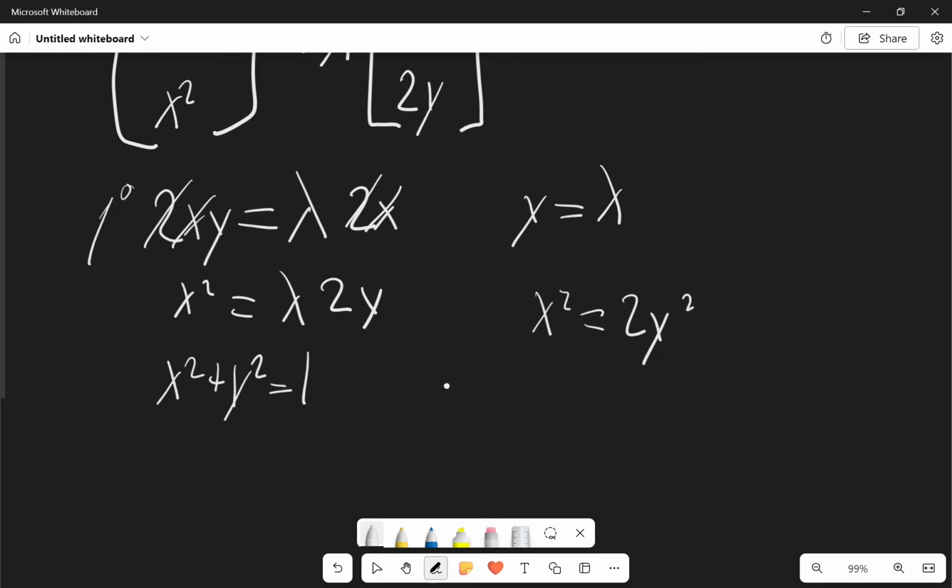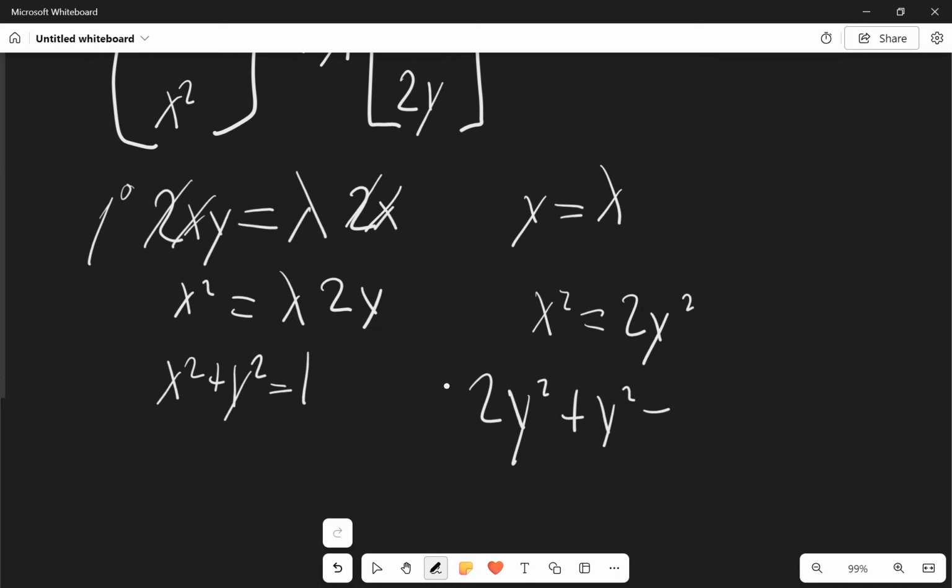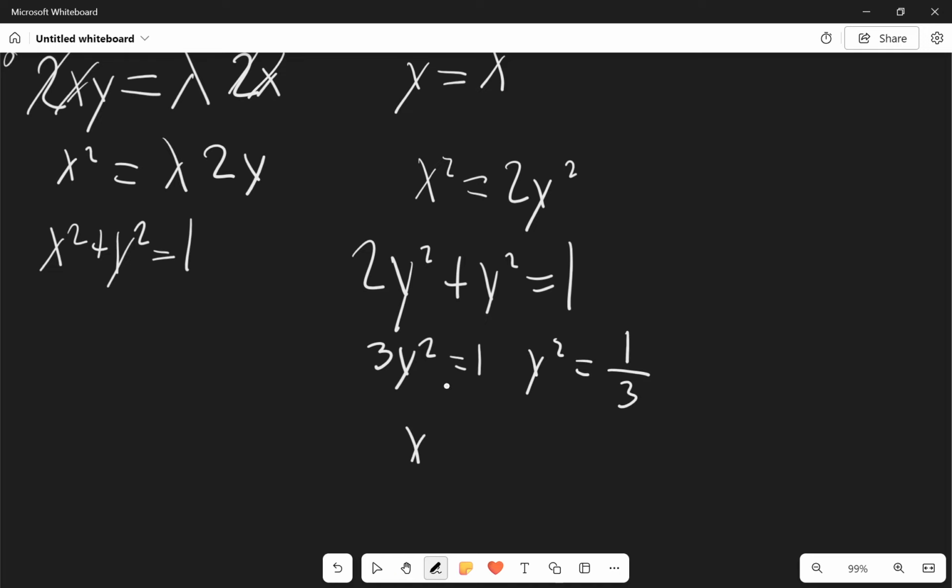And now we can plug in this equality here. So we have 2y squared plus y squared equals 1. So 3y squared equals 1. y squared equals 1 over 3, and y is equal to plus or minus square root of 3 over 3.